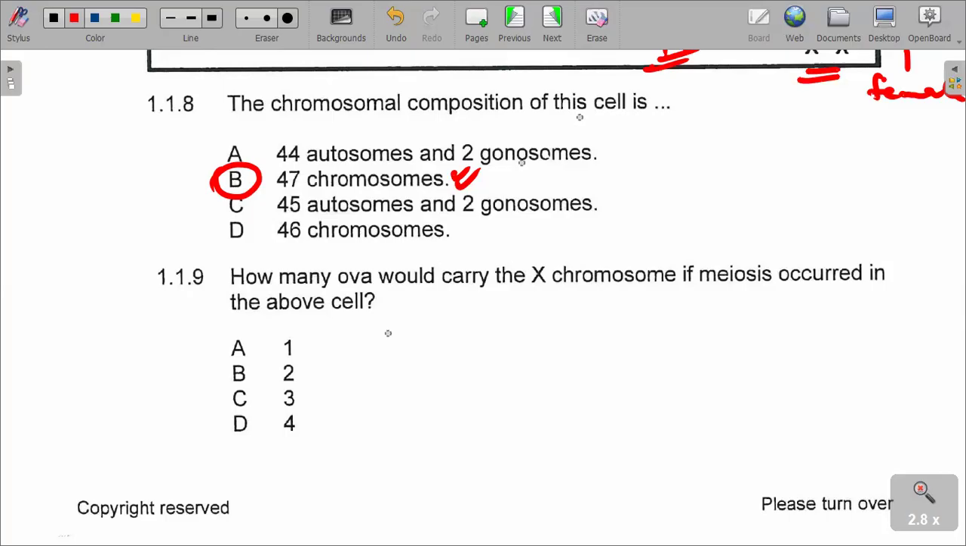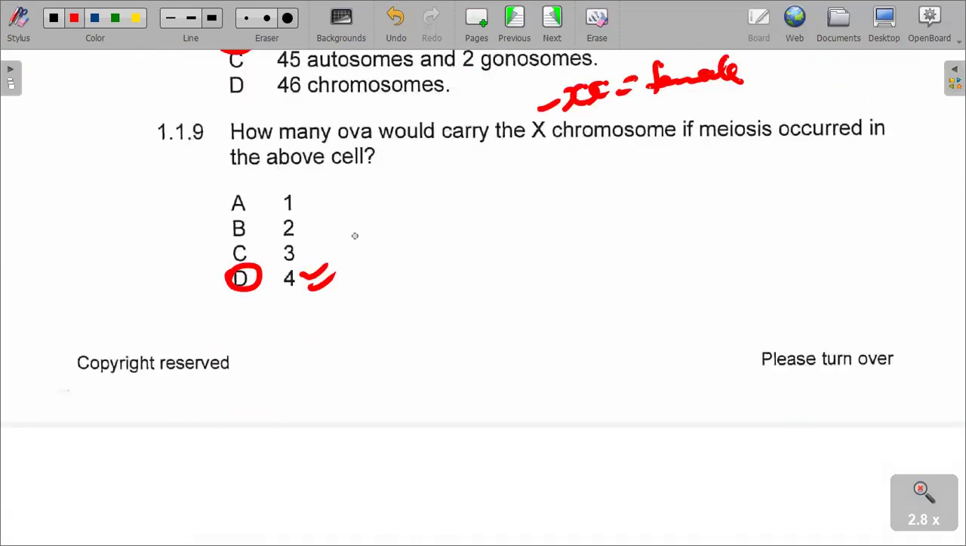So we are saying an XX female, I'm sure I remember that XX represents female. So what you need to understand is that when it undergoes meiosis, it donates an X to every single ovum, 4 out of 4 of them can be formed. So it is four, which can also carry the X chromosome if meiosis takes place there.